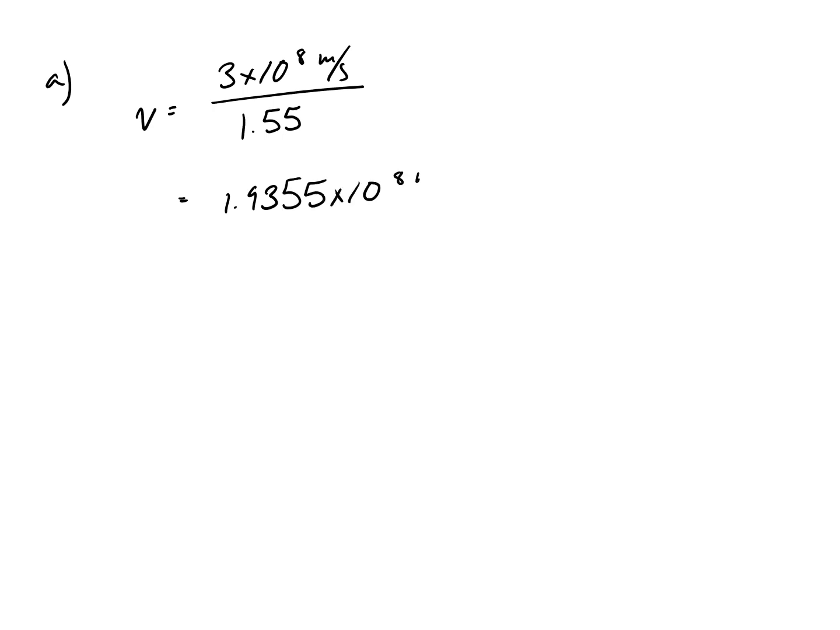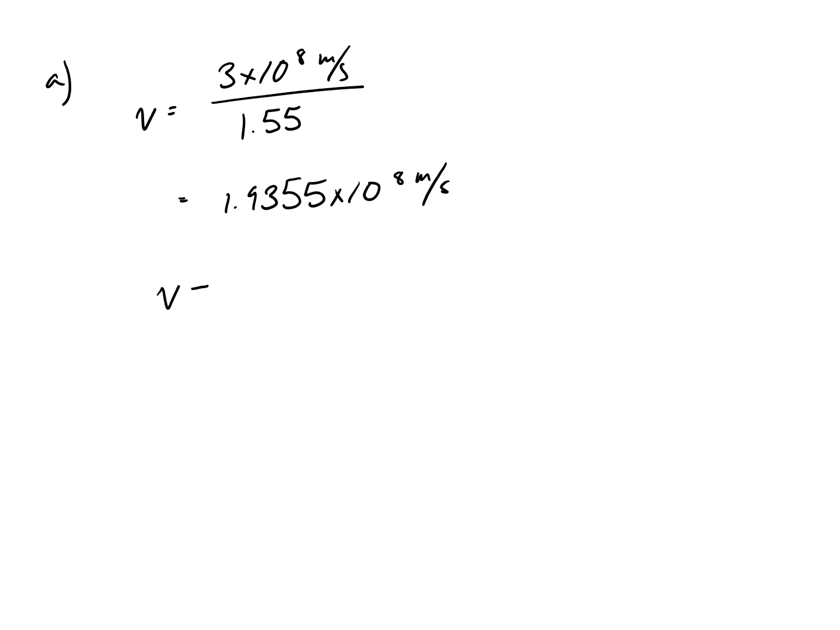For part A, we are just solving for the speed of light in our amethyst. So we're going to have 3 times 10 to the 8 meters per second divided by the index of refraction of amethyst, which is 1.55. Taking this and plugging it into a calculator, I got 1.9355 times 10 to the 8 meters per second. So it's still extremely fast, but we have reduced our speed.